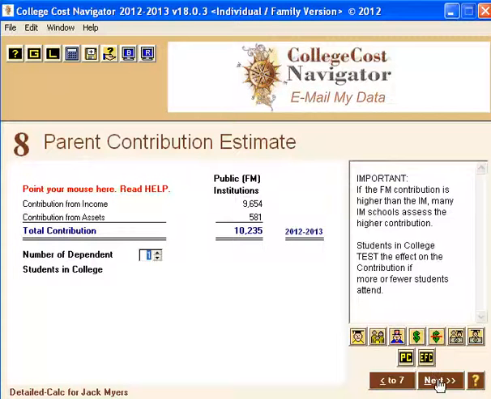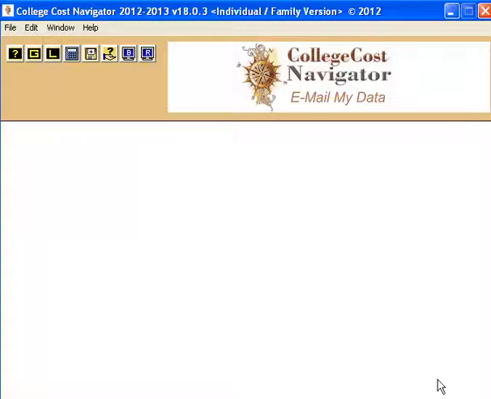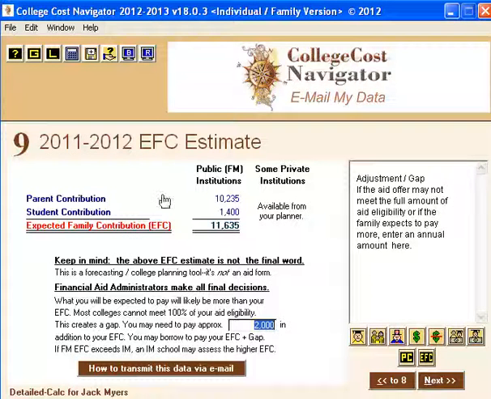Moving to screen 8, this is your parent contribution estimate. So this is the total contribution, in this example $10,235, that the parents are expected to contribute. This is just the parent, and then we move to screen 9. This shows the estimate, and what that does is it adds the parent and the student's contribution together. So one of the things we would do is look at the student contribution and say, okay, $1,400, how can we lower that? Maybe there's a bunch of money sitting in a savings account, like in this example.